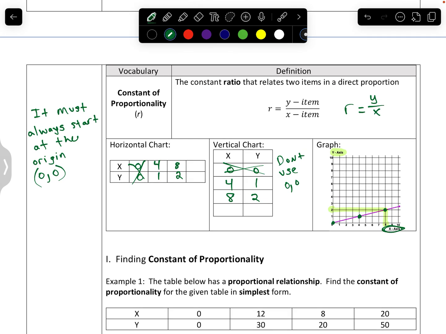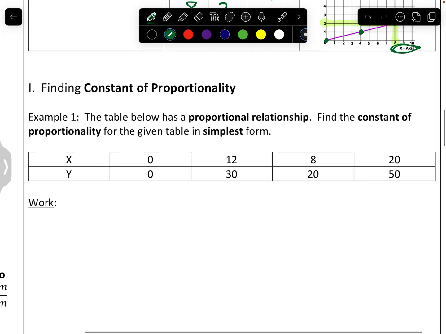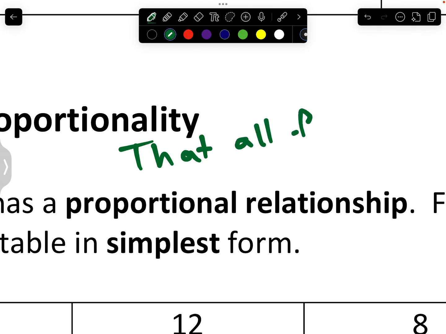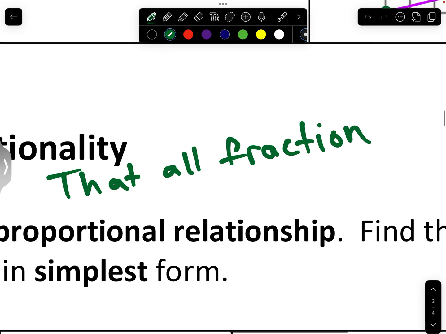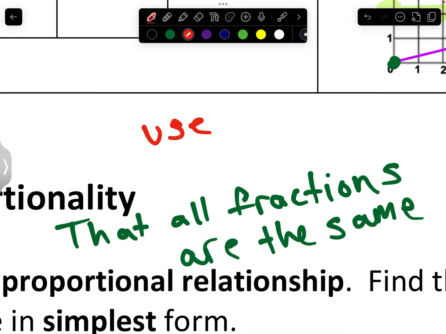All right, cool. Well, here we go. Shoot, it's already done for us. Here's a horizontal chart. The table below has a proportional relationship. Remember, that means that all fractions are the same. So we only need to use 1. Okay?